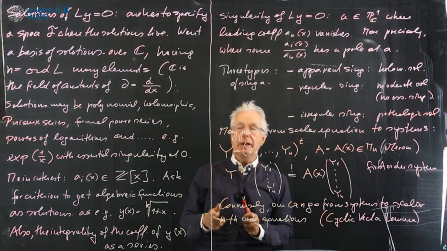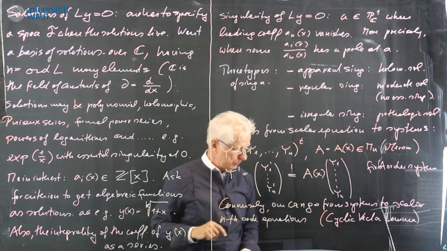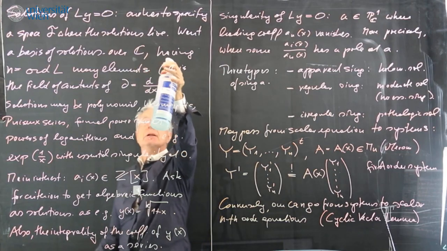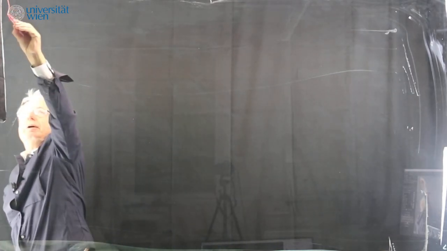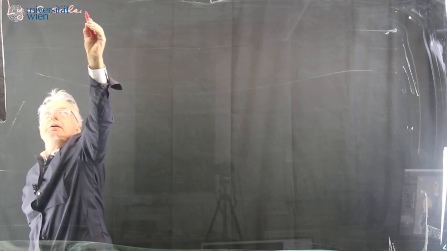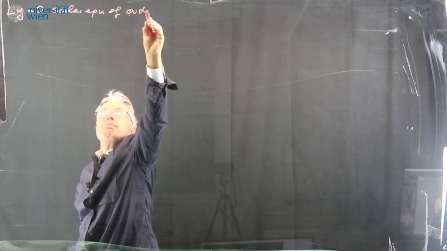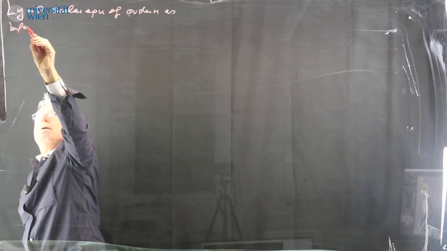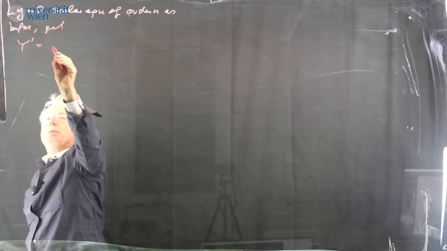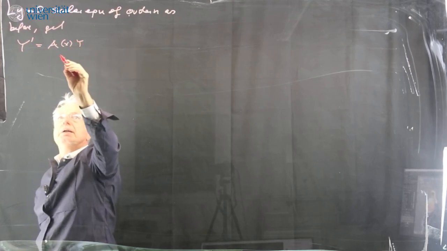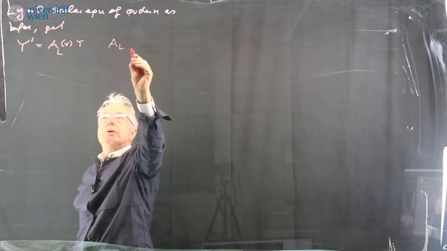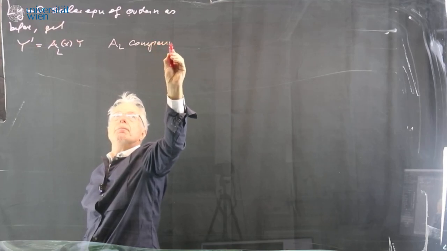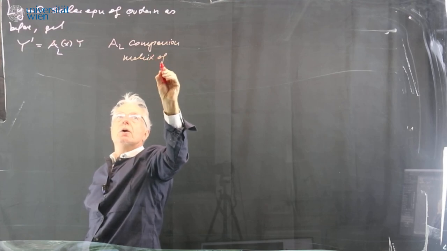Maybe I should specify this, but first I have to erase. It's not difficult to compute this matrix here when you start from a scalar equation. So if you have Ly equals 0, a scalar equation of order n, as before, you get y prime equals A_L(x) times y. And now I write A_L in order to indicate that this comes from L. So A_L will be called the companion matrix of Ly equals 0.